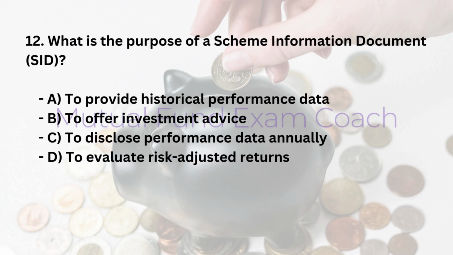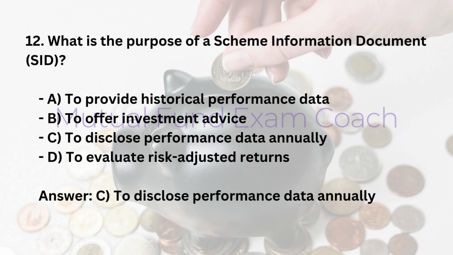12. What is the purpose of a scheme information document, SID? A. To provide historical performance data. B. To offer investment advice. C. To disclose performance data annually. D. To evaluate risk-adjusted returns. Answer: C. To disclose performance data annually.